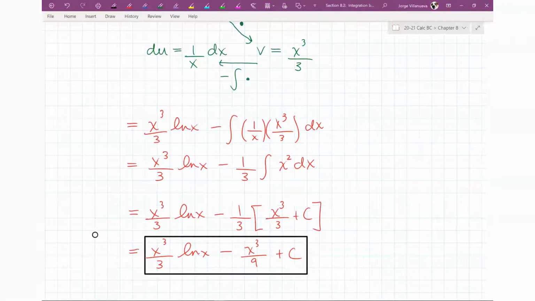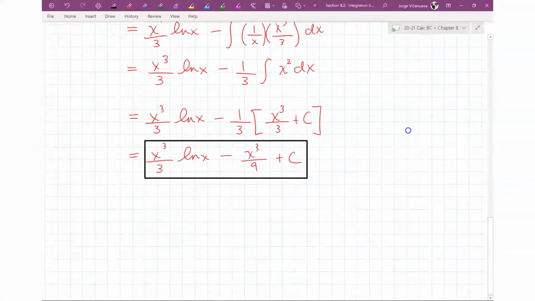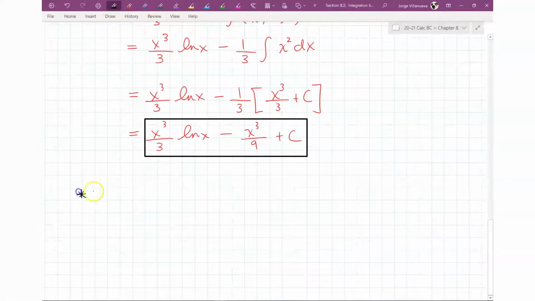Now, for example 3, we're going to use a trig function, okay? So example number 3, we're going to integrate x squared sine of x dx.